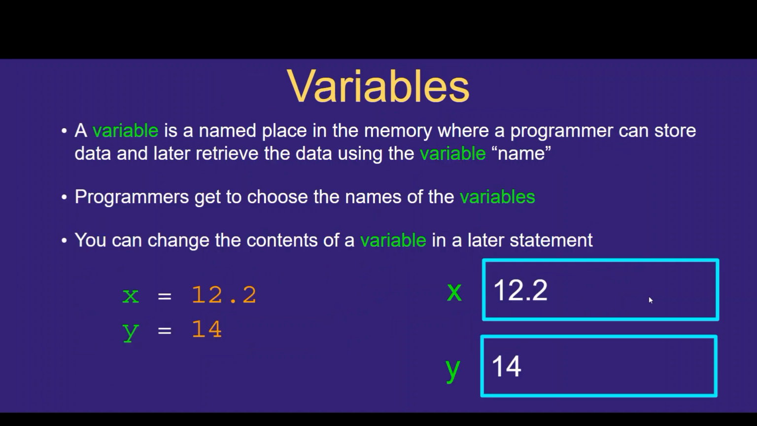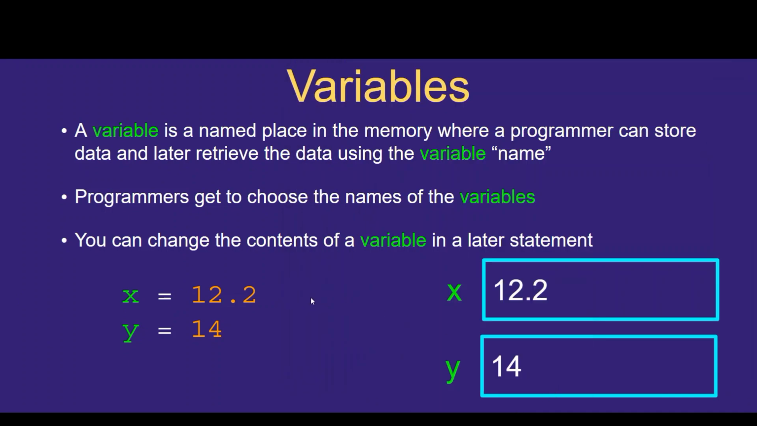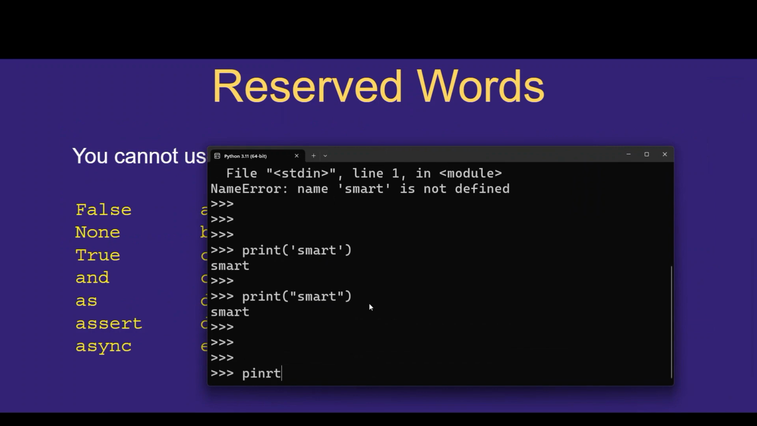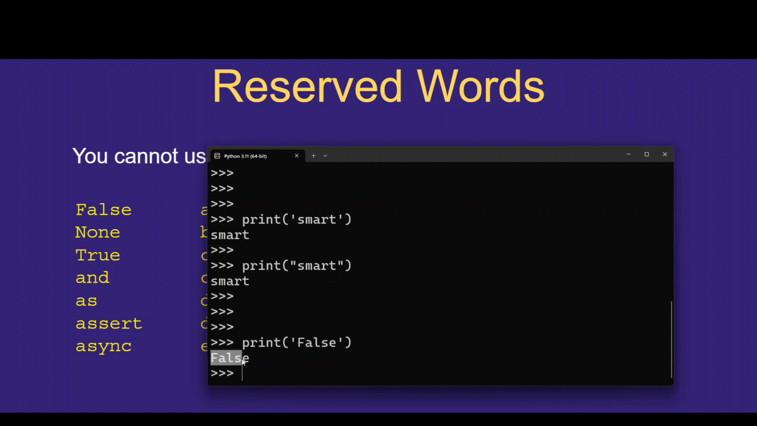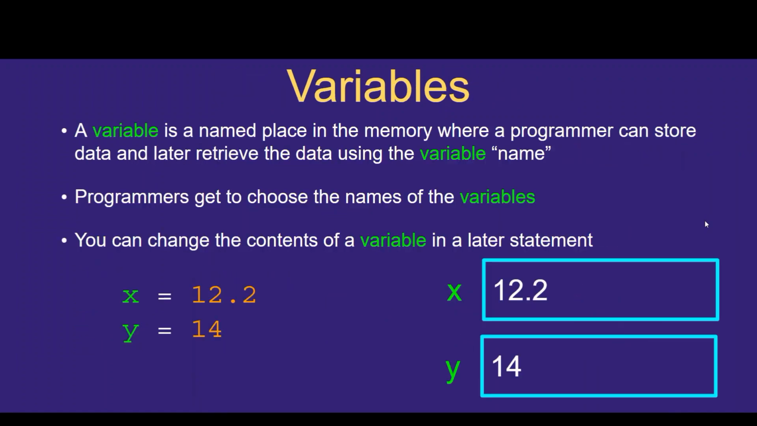Let's continue. Yes, we can print reserved words, right? Let's say you want to print one. You can print it, can you see? But you cannot use it as a variable. Let's come to variables.